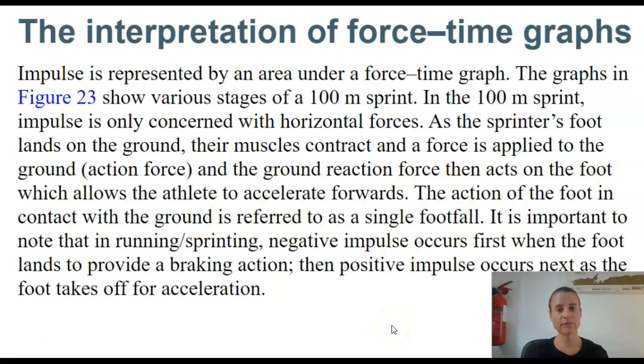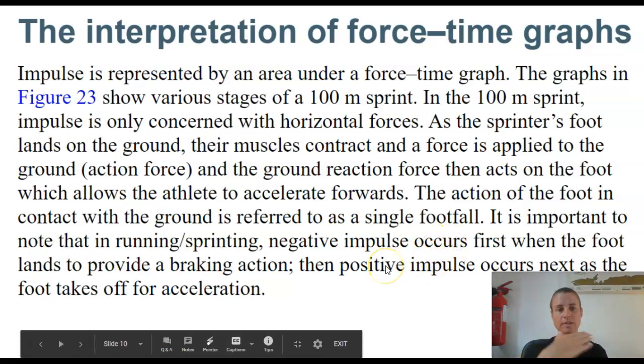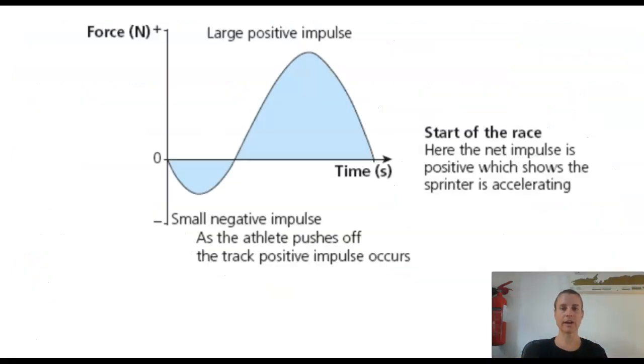It's important to note that in running, negative impulse occurs first when the foot lands. So as your foot lands on the ground, there is a negative impulse. It provides a braking action. Then after that point, the force can be exerted as a positive impulse occurs as the next foot takes off. So what does this look like in a graph?